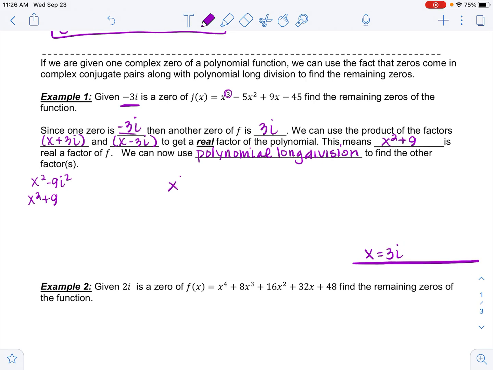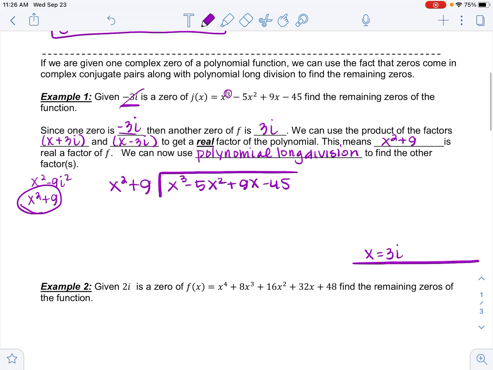All right, so now what I'm going to do is use polynomial long division to divide my polynomial, x cubed minus 5x squared plus 9x minus 45. And I'm going to divide that by this real factor right here, x squared plus 9. If you look, you already used this 0 and then this 0 right here. So that's where that x squared plus 9 is coming from.